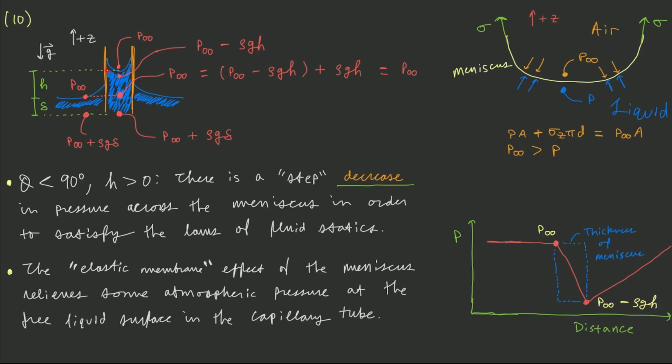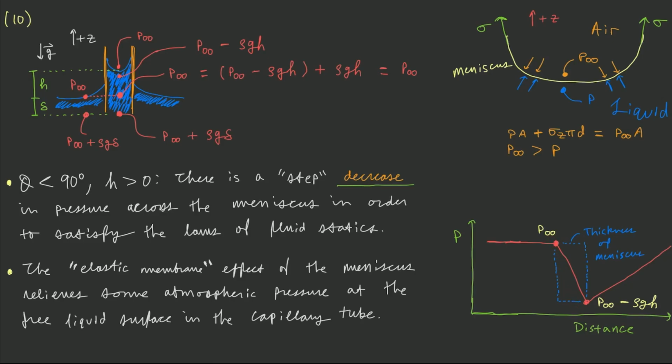So you can kind of see, if you're looking at this meniscus here, surface tension is pulling up on this meniscus, and that upwards pull on the meniscus is kind of relieving atmospheric pressure on the liquid in the capillary tube, and that's why we see that step decrease in pressure when theta is less than 90.